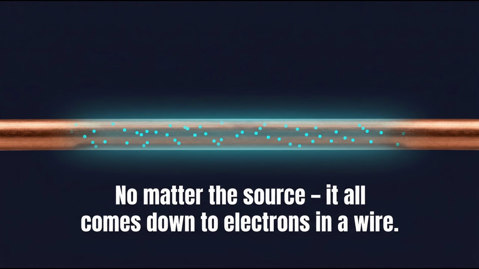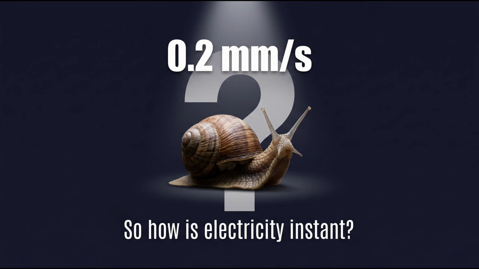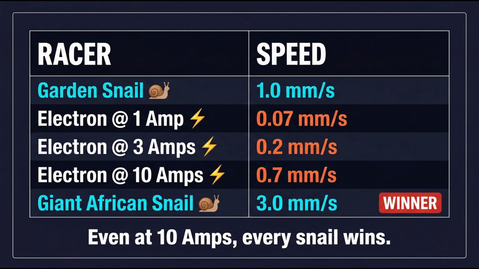So now, let's answer the big question. Remember our snail? Electrons drift at 0.2 millimeters per second. At that speed, it would take an electron over 80 minutes just to travel 1 meter of wire. 1 meter. Let's put that in perspective.